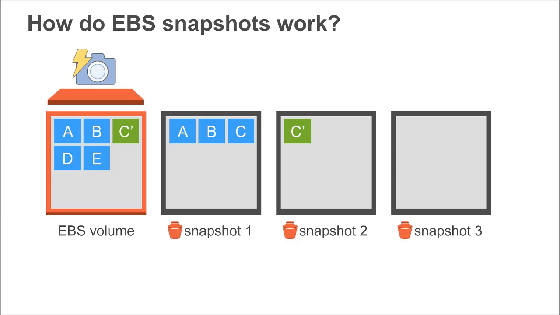And if anyone answered A, B, and C, I think we're going to have to stop the webinar, go back, and start again. It is not A, B, and C. The answer here is going to be D and E. D and E are the only blocks that have been changed since the last snapshot. So only D and E are going to be associated with snapshot 3.